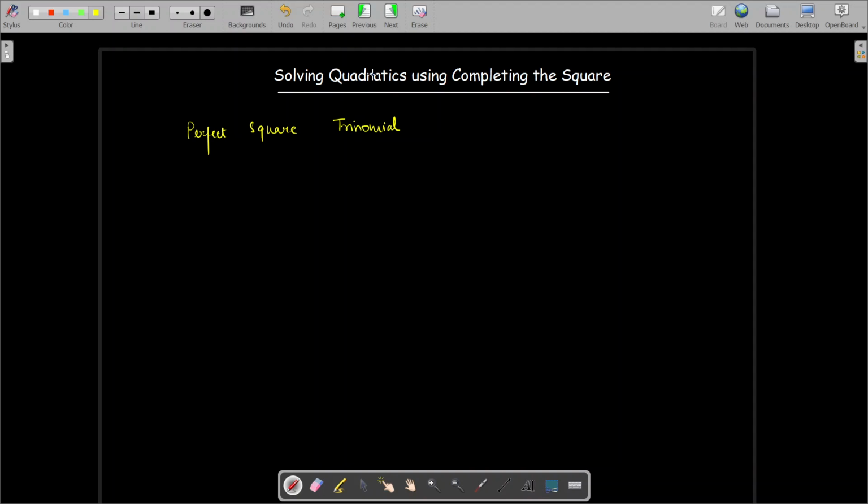So let's have a look at one example. Finally, once you complete the square, you will see your quadratic equation in this form: a times (x minus h) whole squared plus k equals 0. This is the form in which your quadratic equation will come once you complete the square. Let's understand this method with the help of an example.